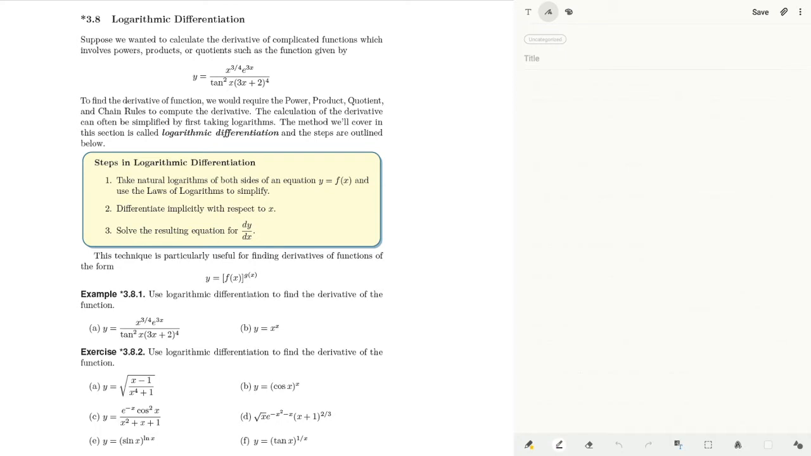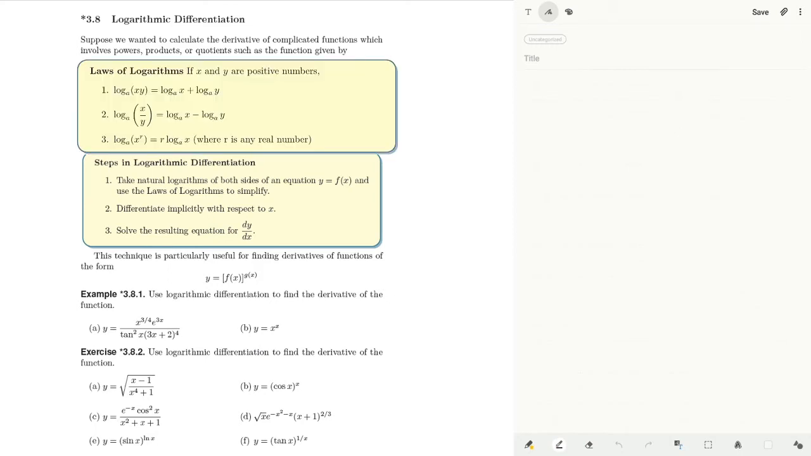And this method is called logarithmic differentiation. The first step in logarithmic differentiation is to take the natural logarithm on both sides of the equation y equals f of x. Now why do we want to take the natural logarithm rather than any other logarithm? Well, that's because the derivative of the natural logarithm is simpler than the derivative of logarithms with any other base. Then we want to use the laws of logarithms in such a way that simplifies the expression so that it's easier for the second step.